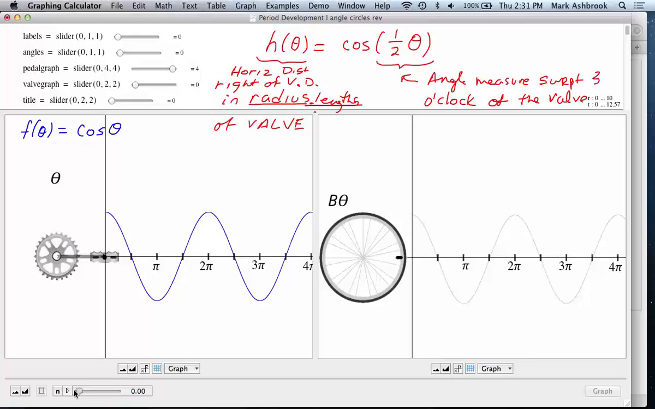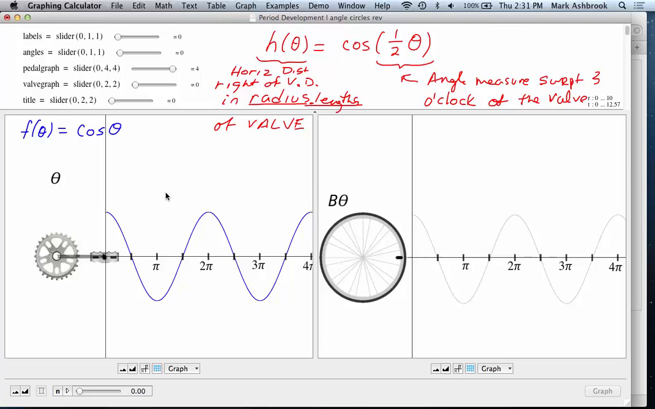So here's our cosine. This is the horizontal distance of the pedal valve in radius lengths. And so for increasing angle, that's the pedal valve, not the tire valve, okay? Or the pedal. That's the pedal. That blue is always the pedal, okay? That's the F function. So now I'm going to turn on the red function, which is H. So how is the tire valve rotating relative to the pedal? How is that one rotating compared to how the pedal is rotating?